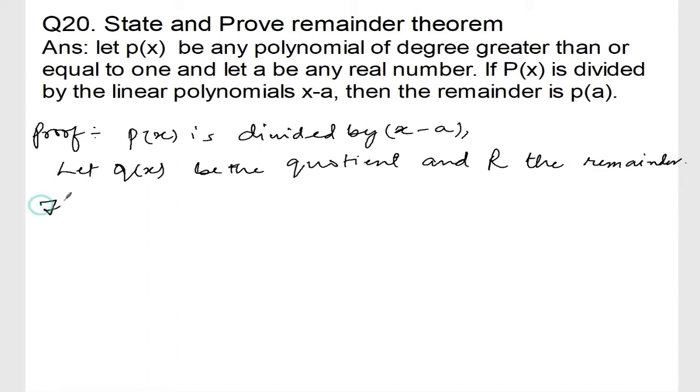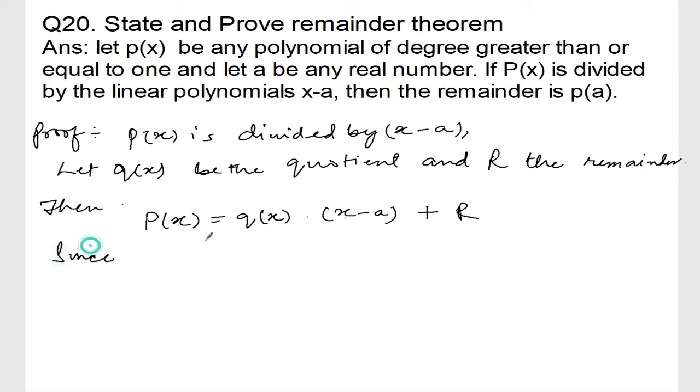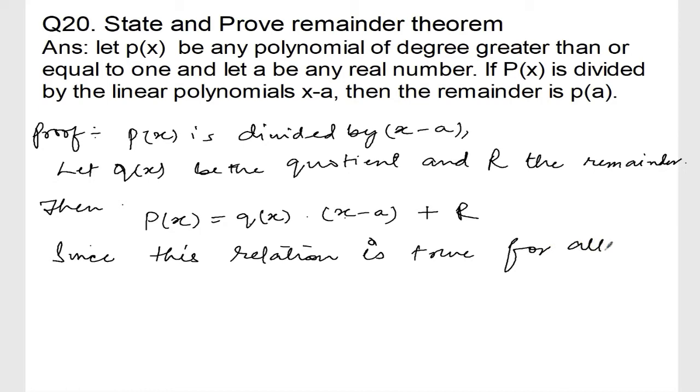Then we can write p(x) is equal to q(x), our quotient, into x minus a, plus r. Quotient into divisor plus remainder is equal to the dividend. Now this relation is true for all values of x.